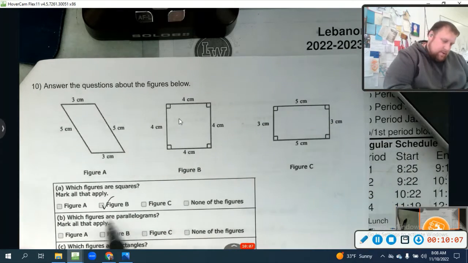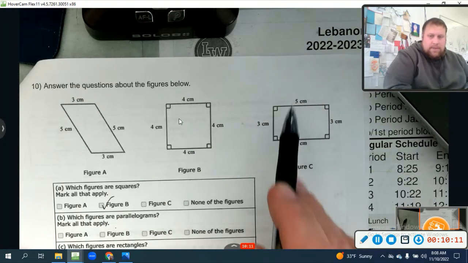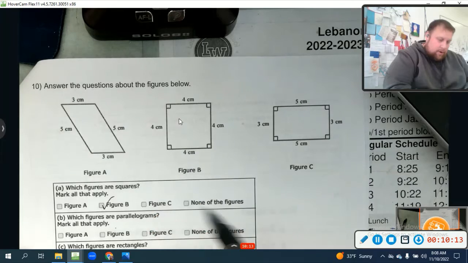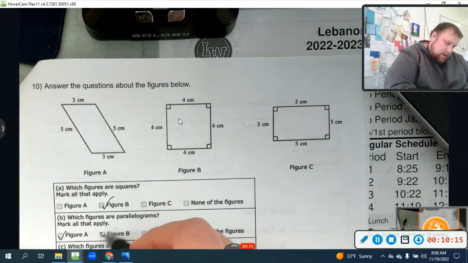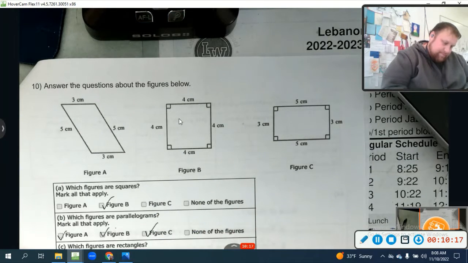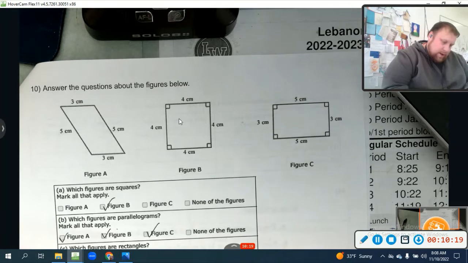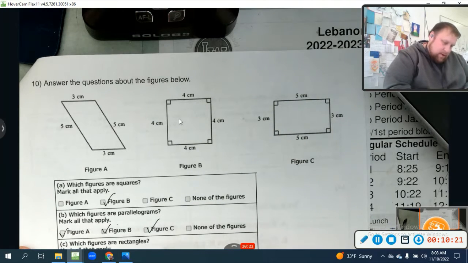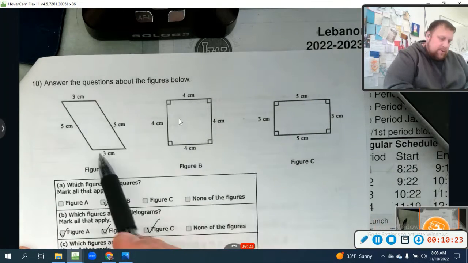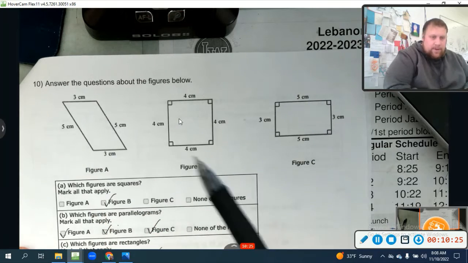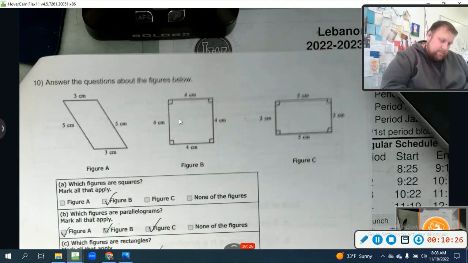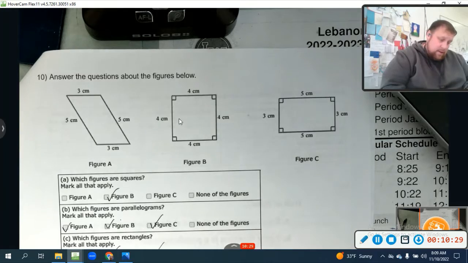Which figures are parallelograms? Well, they all are. They all have opposite sides congruent and opposite angles congruent. Boom. A, B, and C. Which figures are rectangles? Well, a square is a rectangle, and a rectangle is a rectangle because it has 90 degrees. But this does not tell us anything about the degrees here, so we can't assume. In fact, it looks like a parallelogram, but they may have just drawn it terribly. I don't know.